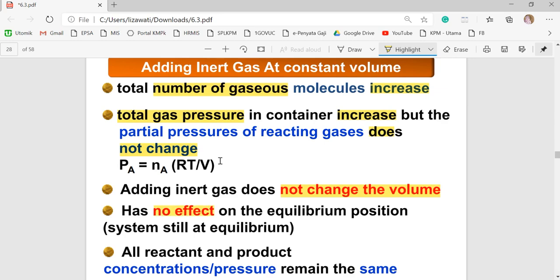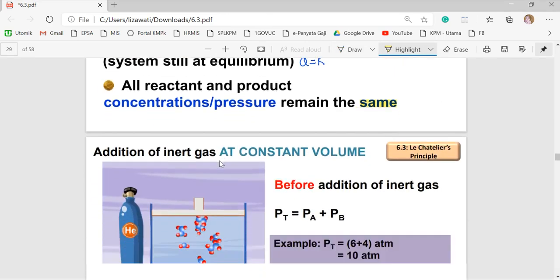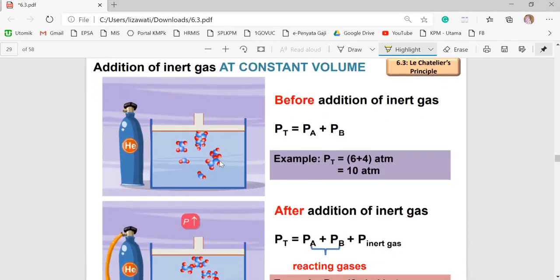The system will still be at equilibrium where Q is equal to K. All reactant and product concentrations remain the same. So this is the example: before adding the inert gas, we have the partial pressure of A plus the partial pressure of B, and let's say the total pressure here is 10 atm.